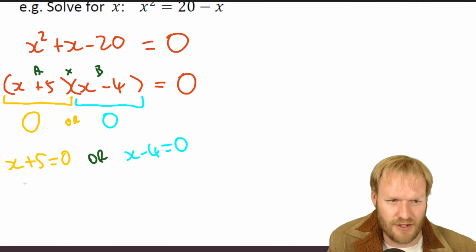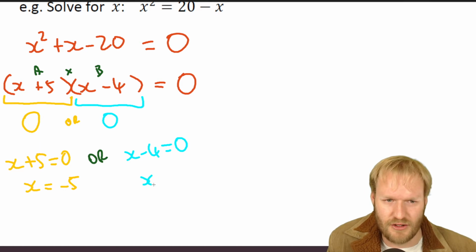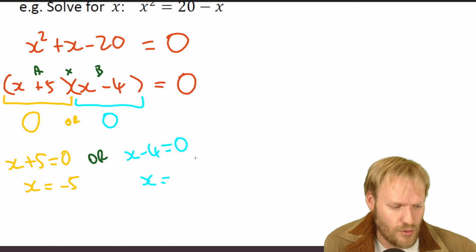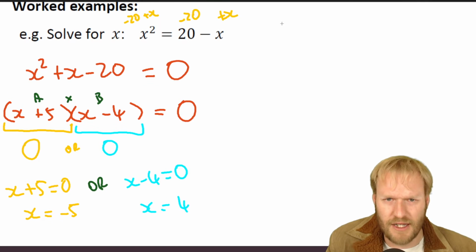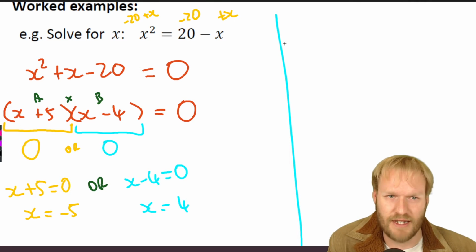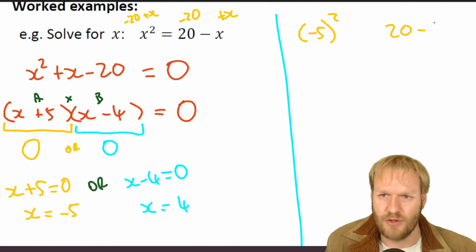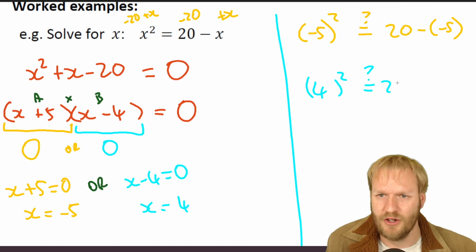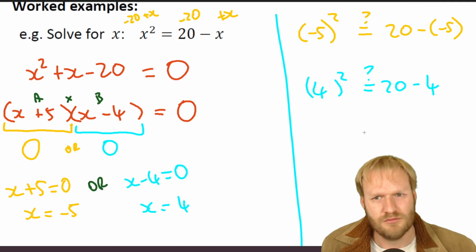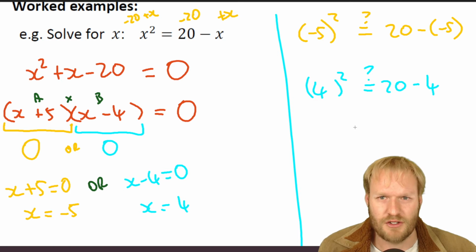If x plus 5 equals 0, what must x equal? Well, negative 5. And for our second solution, if x minus 4 equals 0, what should x be? Well, x should be 4. Now I'll leave it to you to sub those back into the equation. So check: is minus 5 squared equal to 20 minus 5? I'll leave you to check that, and the other solution: is 4 squared equal to 20 minus 4? Shout when you've checked those out.